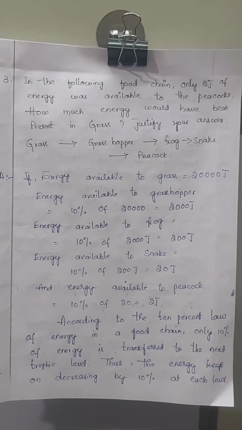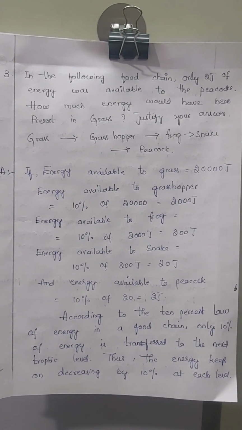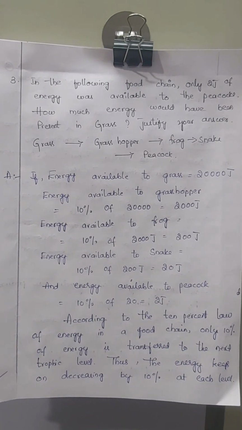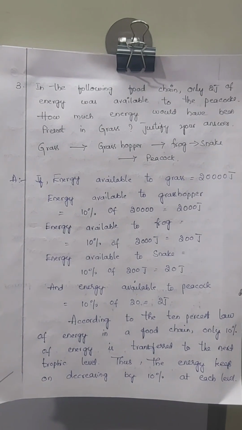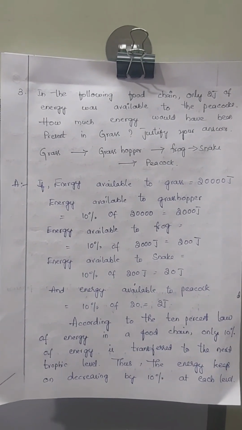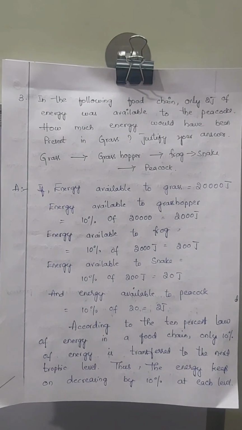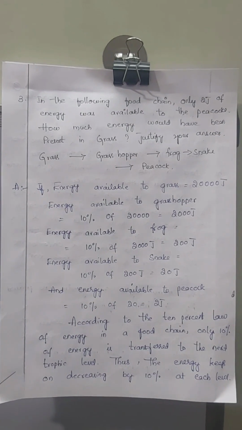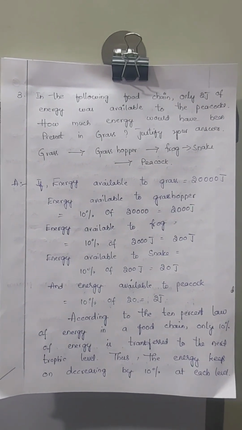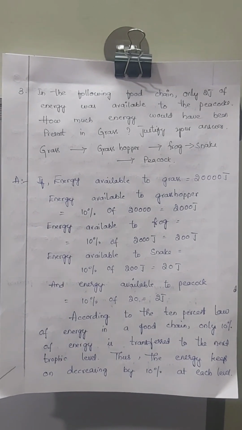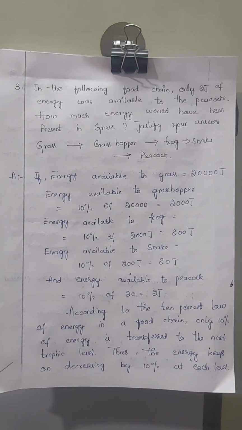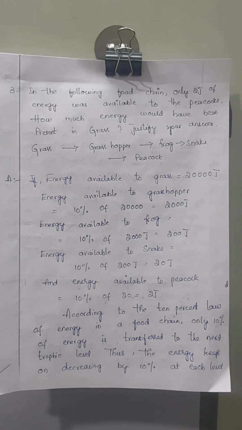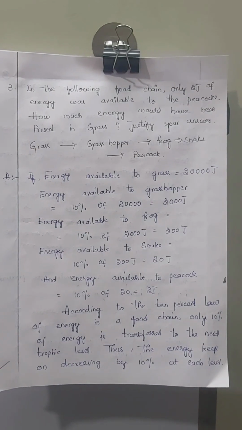If energy available to grass is equal to 20,000 joules, then energy available to the grasshopper will be 10% of 20,000, that is 2,000 joules. Energy available to the frog is equal to 10% of 2,000. Like that you have to calculate till it reaches the peacock, it will be 10% of 20 joules, that is 2 joules. You know, this is the 10% law. According to the 10% law of energy, only 10% of energy is transferred to the next trophic level. Thus, energy keeps on decreasing by 10% at each level.